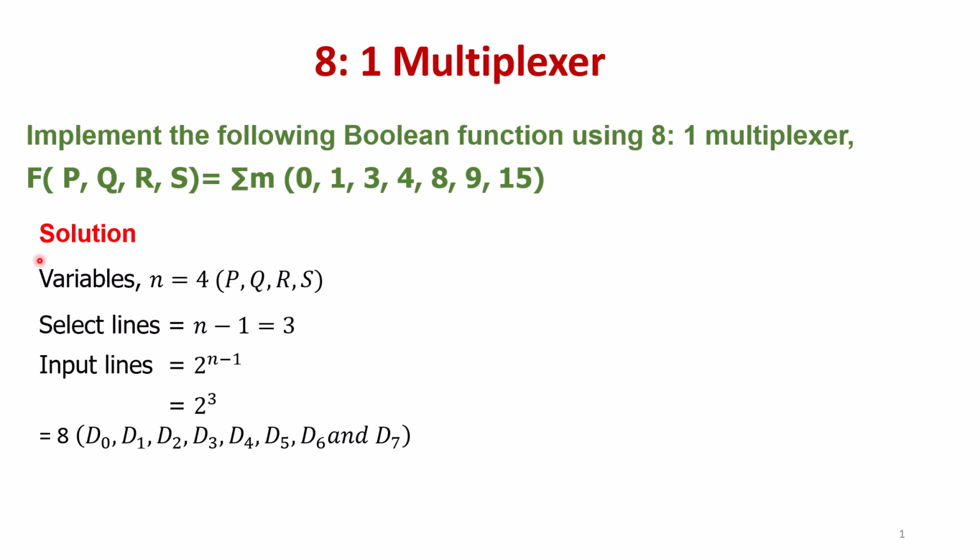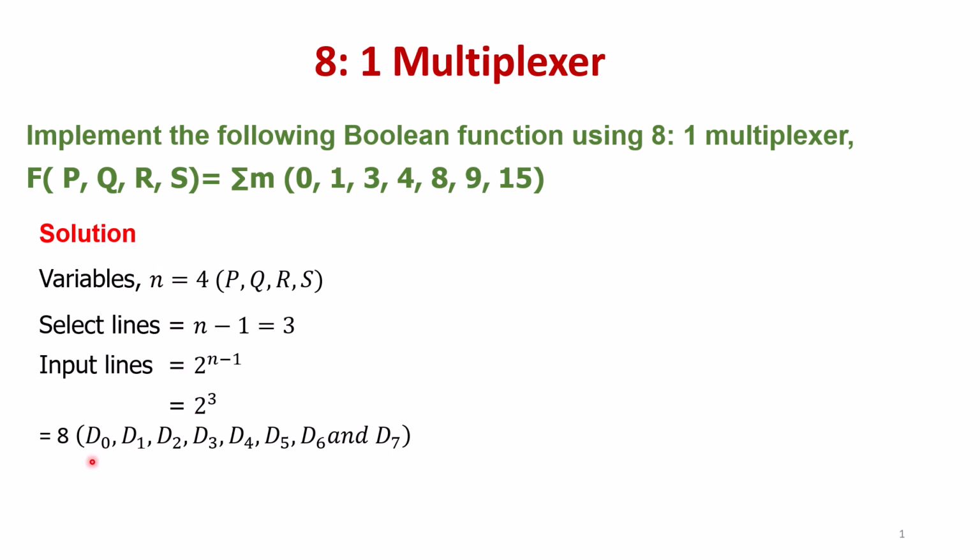For this, how to proceed? First, note the number of variables. Here n is 4 variables, given as P, Q, R, S. But for an 8:1 multiplexer, you have only 3 select lines, so we take n minus 1 variables as select lines, giving input lines as 2 power 3, which is 8. So P, Q, R are the select lines, and we are going to find what inputs you are going to give. The 8 input lines are D0, D1, D2, D3, D4, D5, D6, D7.